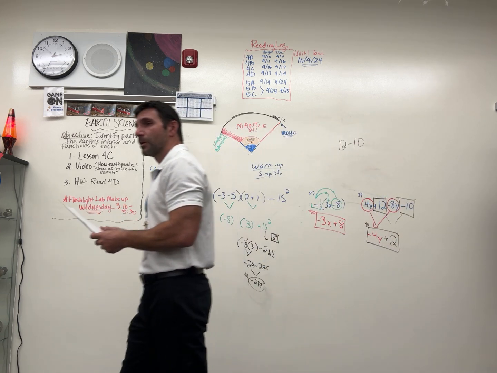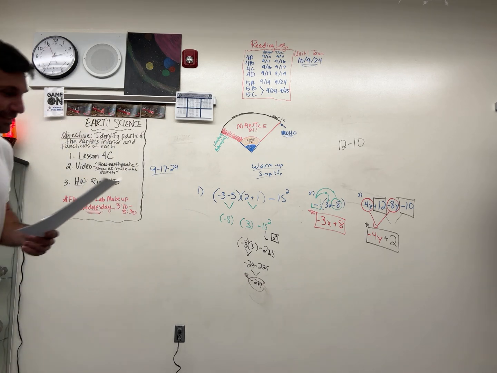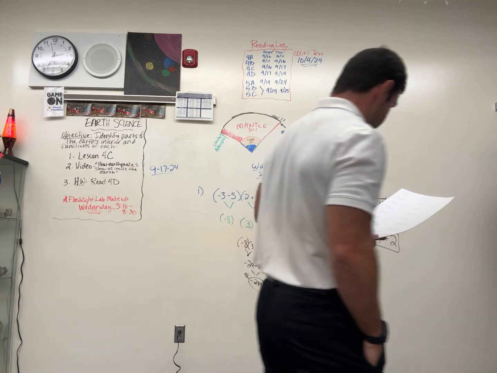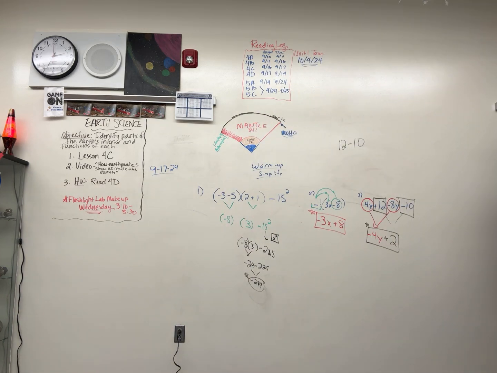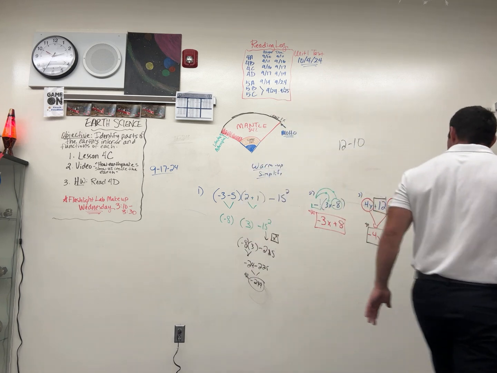Number 17, 12x minus 9. 18, negative 1k. 19, negative 30n. And 20, negative 4n. Questions on these? Get out your notebooks. Don't erase the big thing, don't erase the big thing, don't erase the big thing.